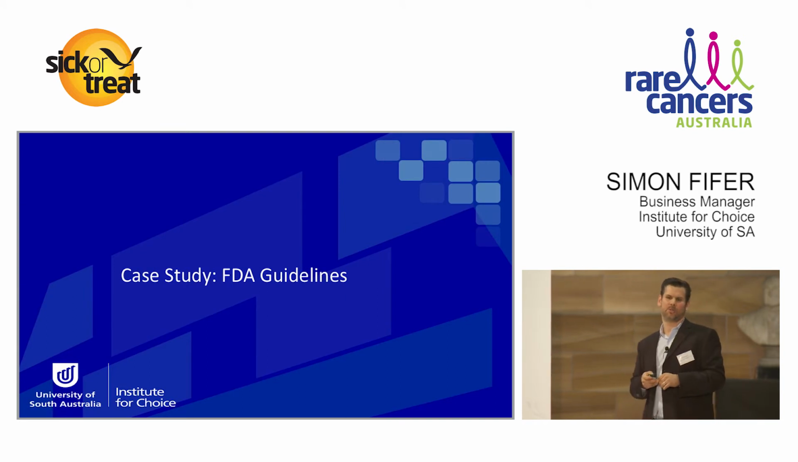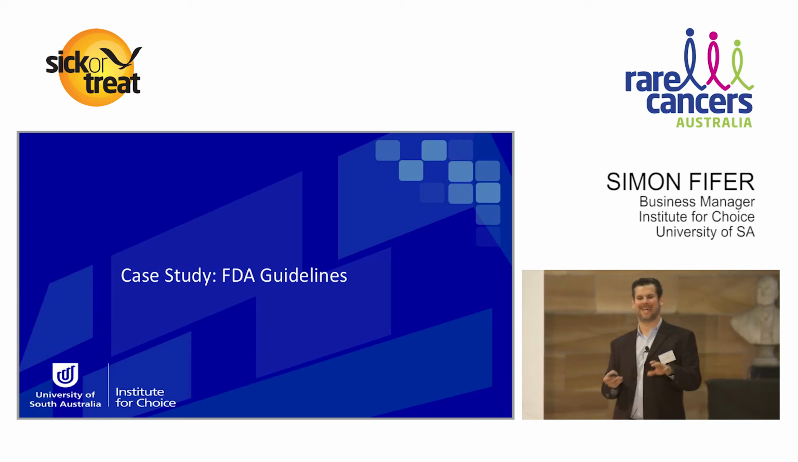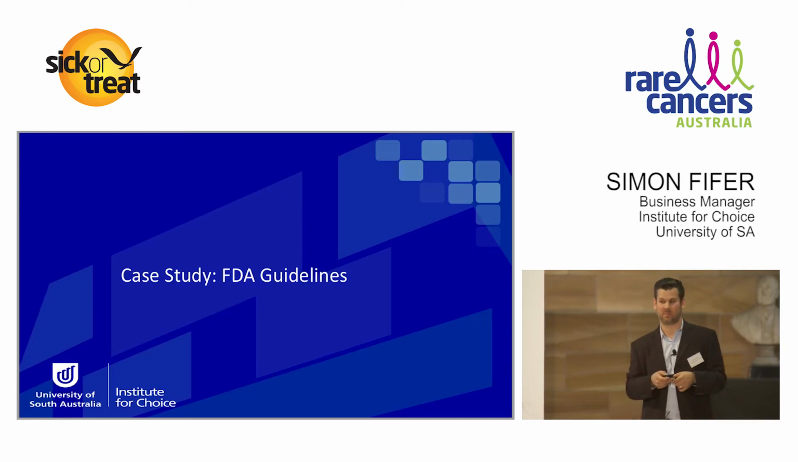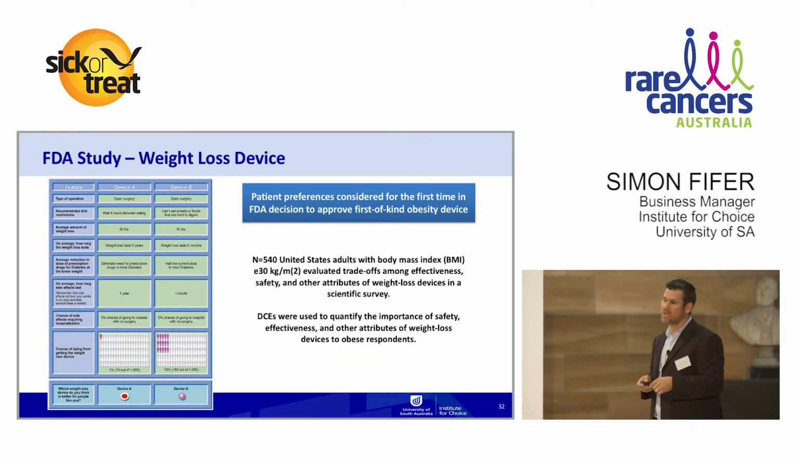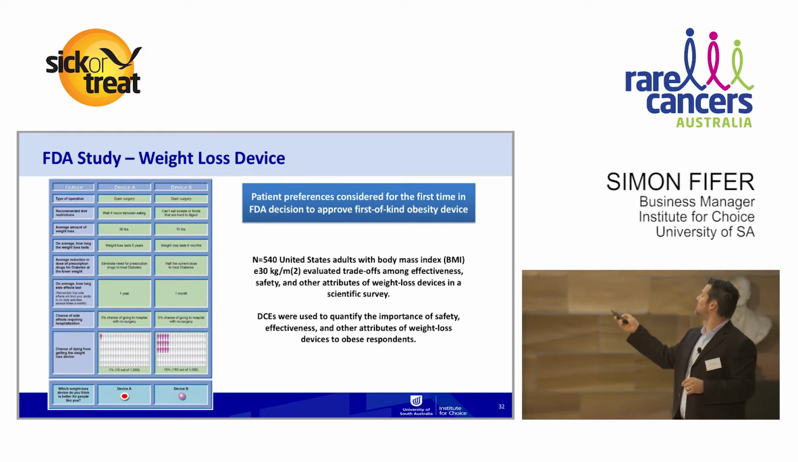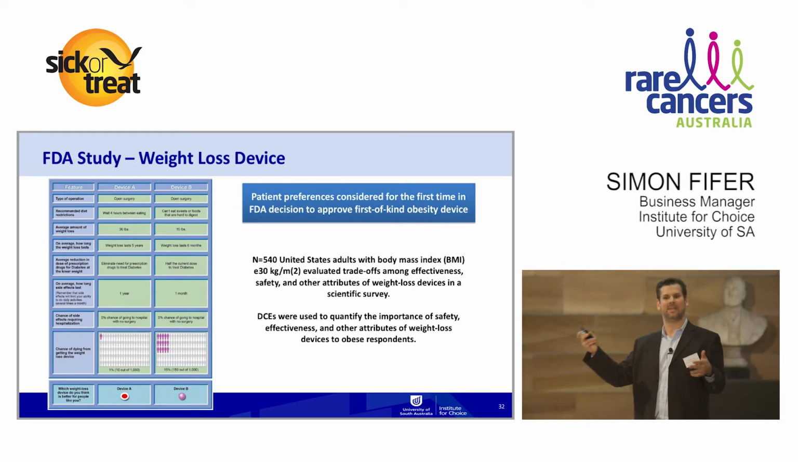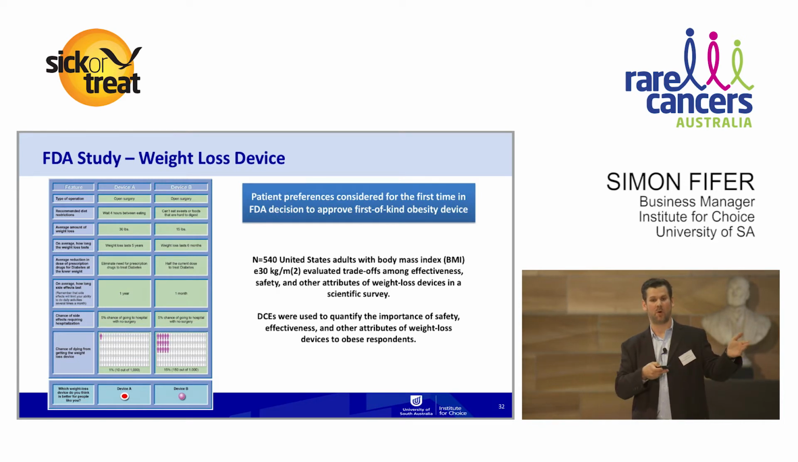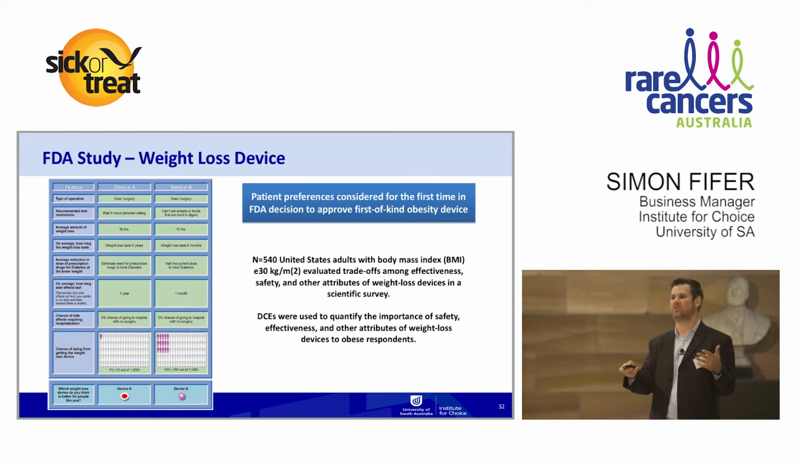The last study I wanted to talk about is the FDA guidelines and a study that they've done which had a significant impact on decision-making through patient preference studies. It was actually a weight loss product called Maestro. They presented a similar approach, device A, device B. I won't go through the particular characteristics, but it's the same sort of scenario choice model that you would have seen me present earlier.